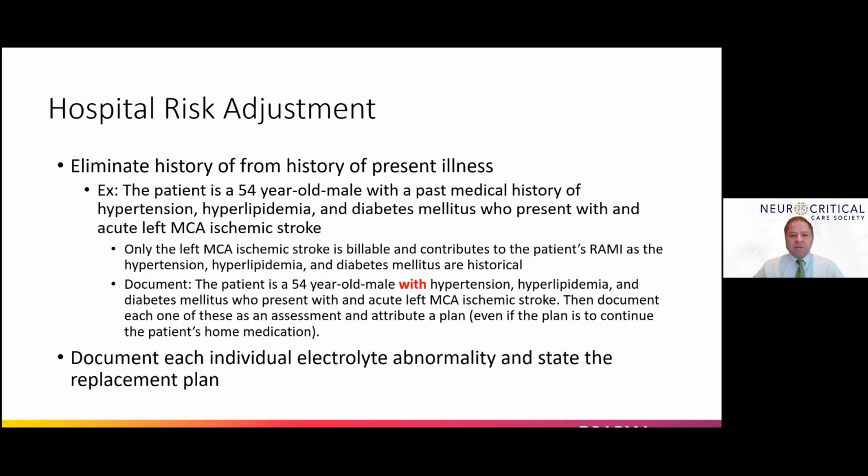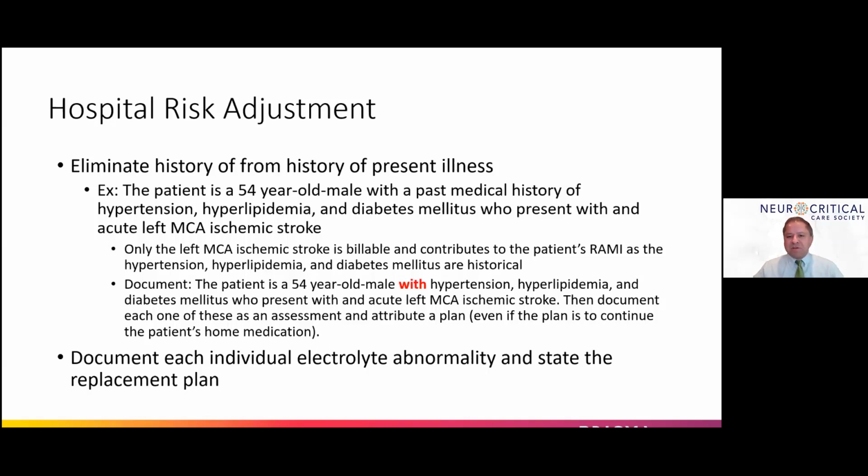One should document the patient is a 54-year-old male with hypertension, hyperlipidemia, and diabetes mellitus who presents with an acute left MCA ischemic stroke. Then each one of these diagnoses, hypertension, hyperlipidemia, and diabetes mellitus, would serve as an assessment, and there should be an associated plan. Even if the plan is to continue the patient's home medication, it contributes to their RAMI, and the documentation determines how ill this patient is.